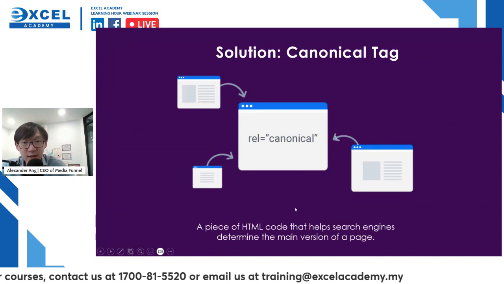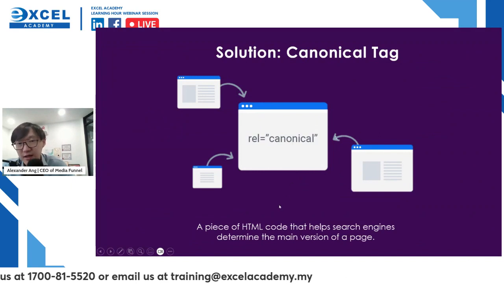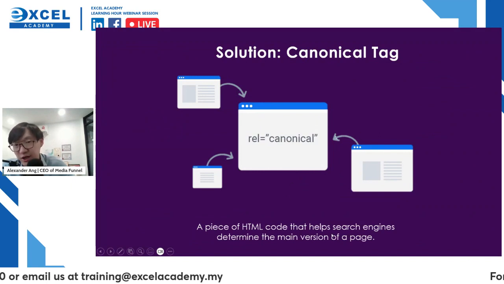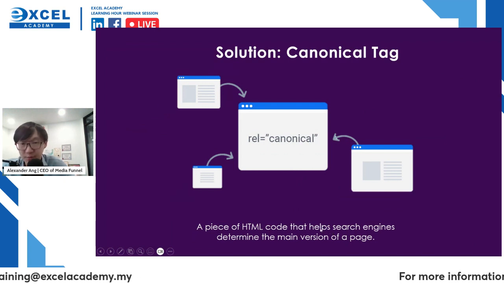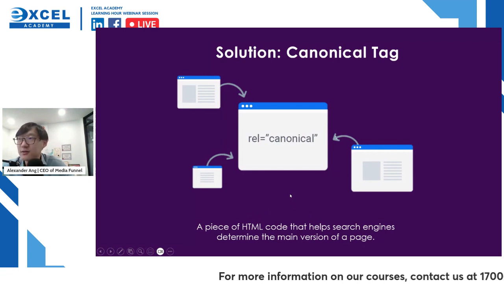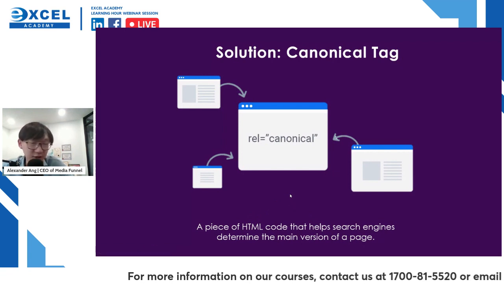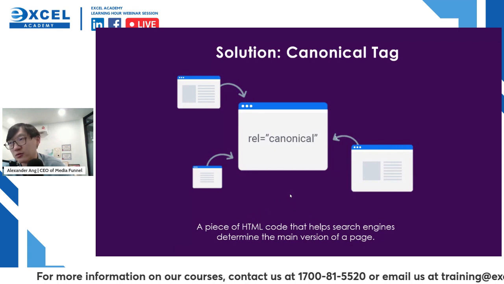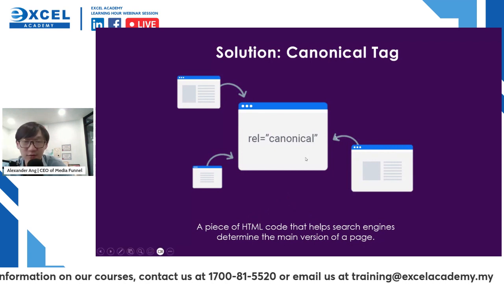So a canonical tag is an HTML code that helps search engines determine the main version of a page. A canonical tag is a piece of HTML code. Last time, when things were not that advanced, you would need to type in the code by yourself. But now, no need.